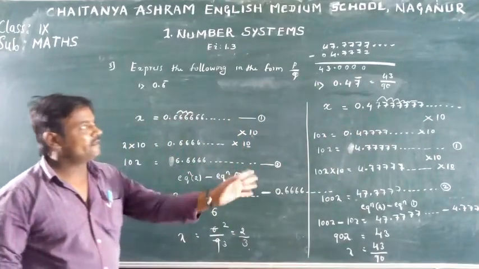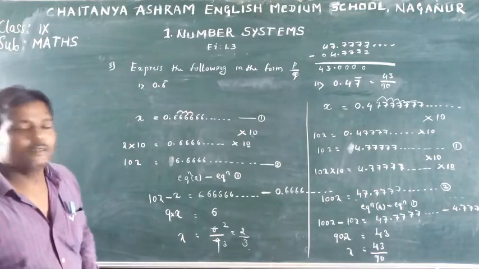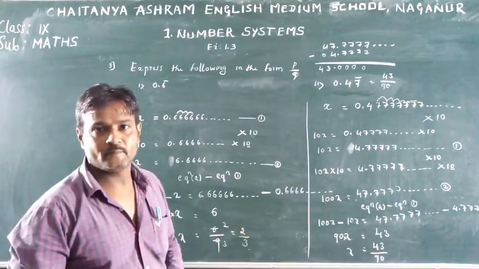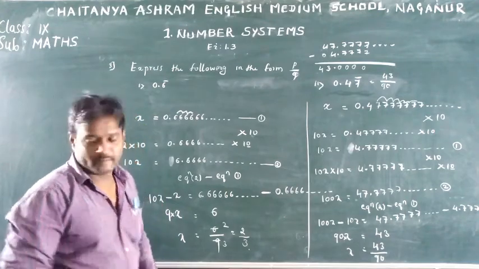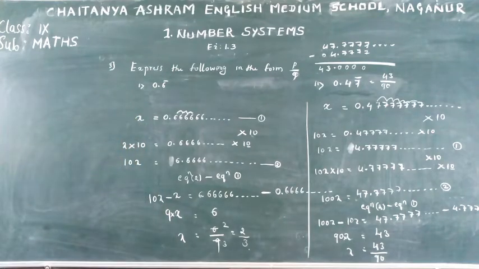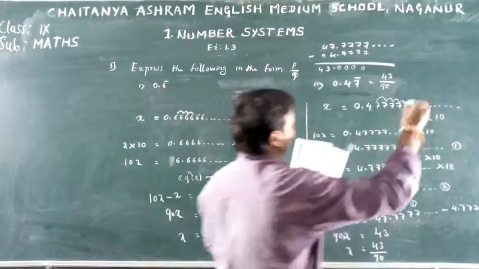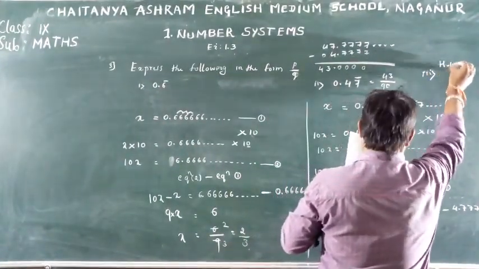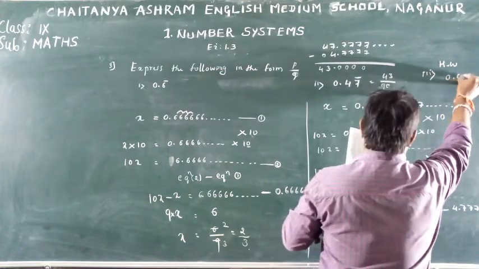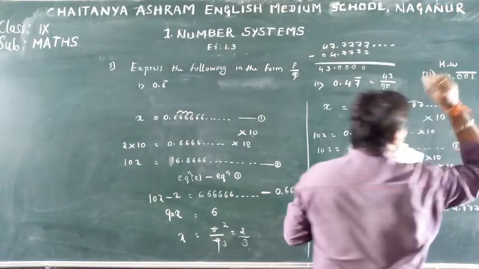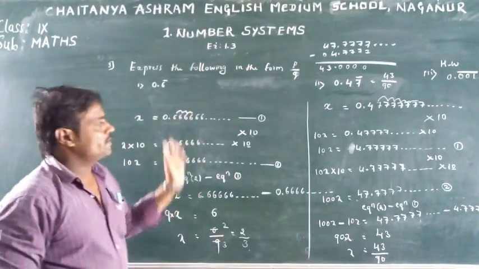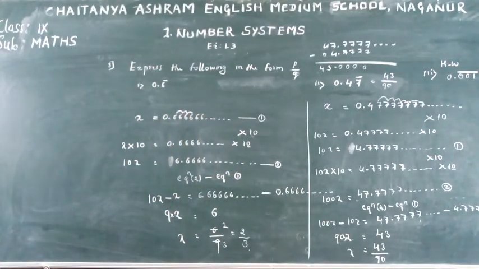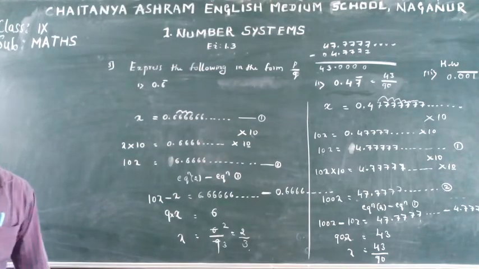Clear? These are the methods of finding a rational number whose decimal expansion is given. So, dear children, the third one is for your homework. What is that? 0.001 bar. Very easy it is. Follow the same steps. Clear? Okay, pause the video, dear children, and write the notes.